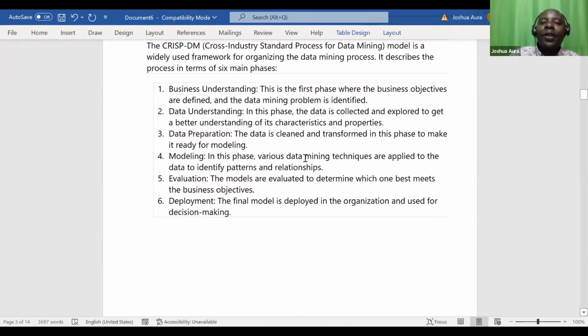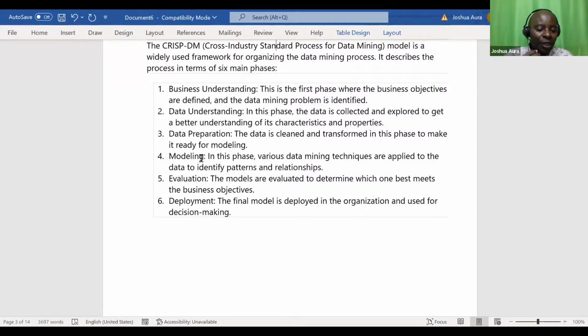In the modeling phase, various data mining techniques are applied to the data to identify patterns and relationships. Like you can decide to make use of regression analysis to come up with a regression model for purposes of prediction. Then we have evaluation. The models are evaluated to determine which one best meets the business objectives. Of course, at the end of the day, ladies and gentlemen, you may come up with various models here. It could be a simple regression model. It could be a multiple regression model. At the end of the day, they should be evaluated for you to see which of the two is able to give us better predictions. So there must be evaluation of the models that have been developed.